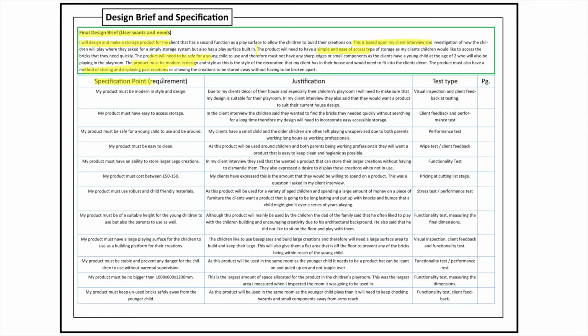I've got my specification points here. So my product must be, my product must have, my product must be, etc. So you need to be statements that are going to happen. There's no "my product could", it's "my product will", "my product must". They are definitive statements.